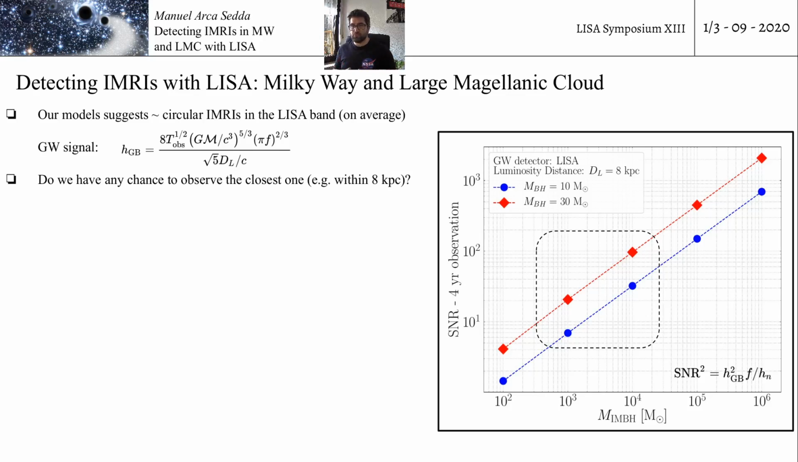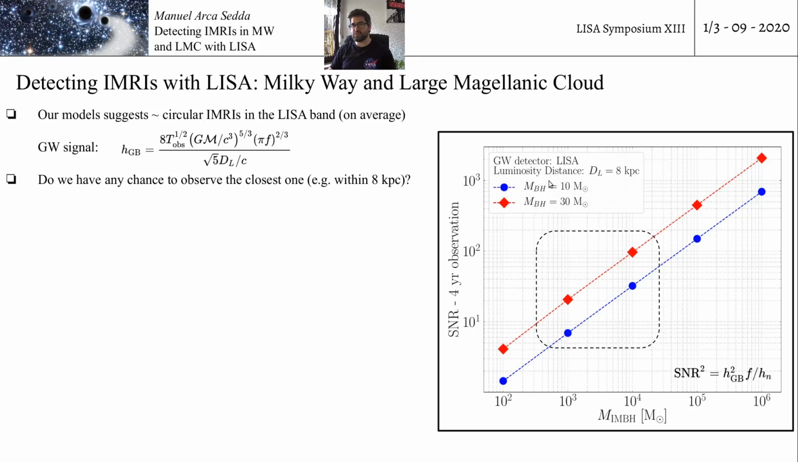And so to address such question, we exploit our finding that IMRIs are mostly circular in the LISA band, for instance, in the millihertz frequency band. So we can calculate easily the associated gravitational wave emission and the associated signal to noise ratio. And in doing this, we assume a distance to us of 8 kiloparsec, which, by the way, is the distance between us and the galactic center.